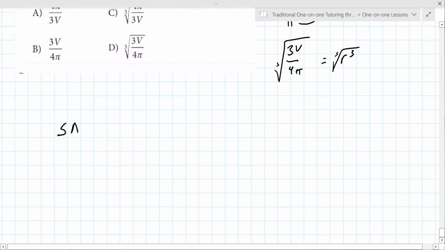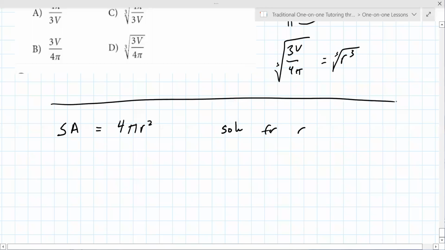The surface area of a sphere is 4 pi r squared. I'd like you to solve for r in this one. Okay. R equals square root. R equals square root 4 pi.